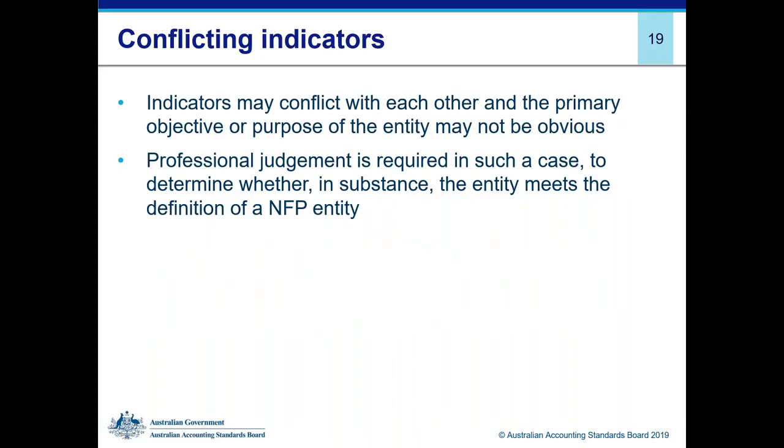Just finally, you may have a situation where indicators conflict with each other, and the primary objective or purpose of the entity may not be obvious. In that situation, professional judgment is required to determine whether in substance the entity meets the definition of a not-for-profit entity.